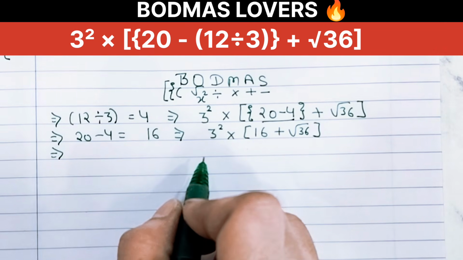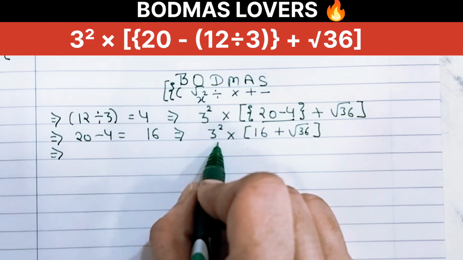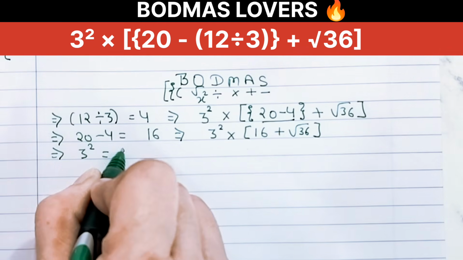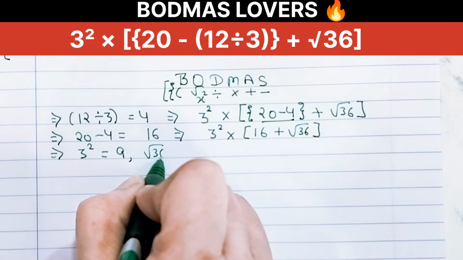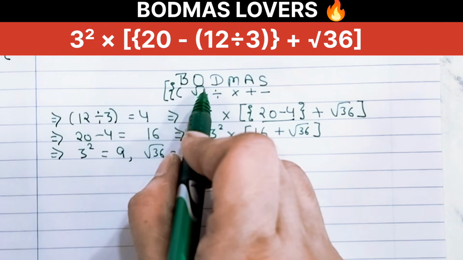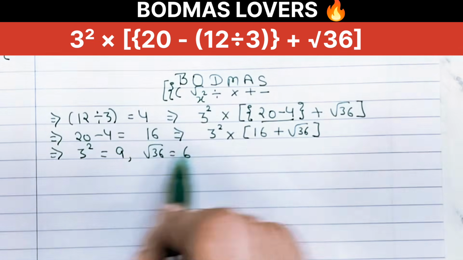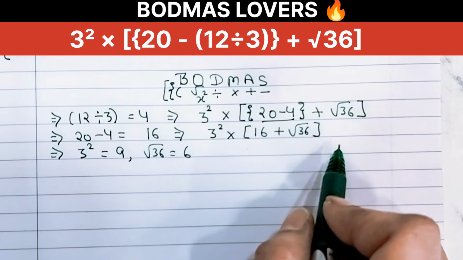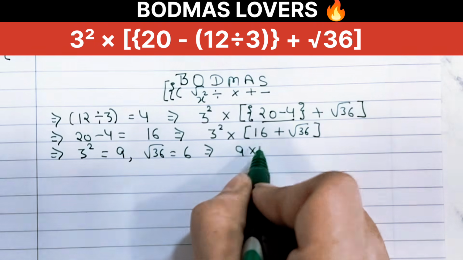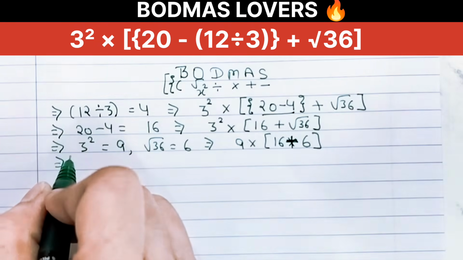Move to the next step: order and exponents. Evaluate the exponent which is 3 power 2, and the square root of 36. So now first 3 power 2 equals 9 and root 36 will get 6. And according to this step, O stands for order, powers and roots, which must be simplified before continuing with the general arithmetic. And now the current expression becomes 9 multiplied by the square bracket. Move to the next step.